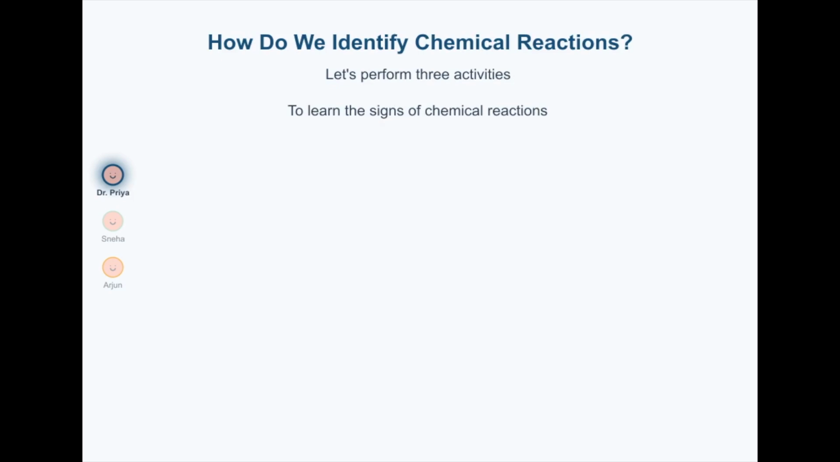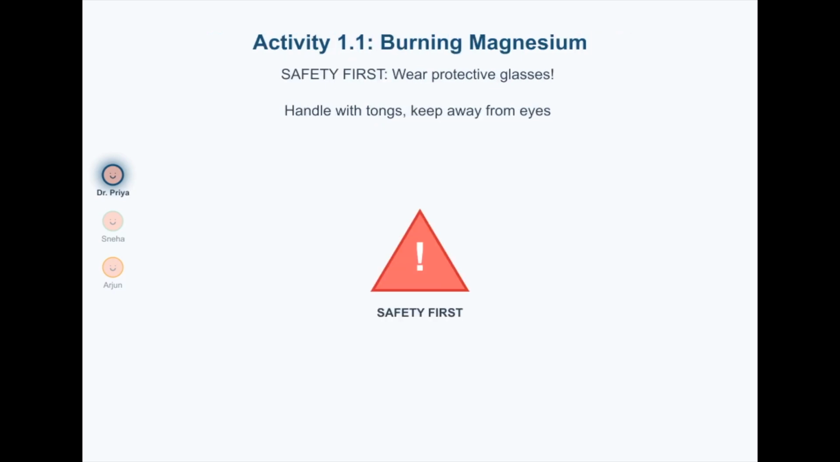But how do we know when a chemical reaction has occurred? Let's perform 3 activities to find out the signs. For activity 1.1, we will burn a magnesium ribbon. Safety first: wear protective glasses and use tongs to handle the ribbon.